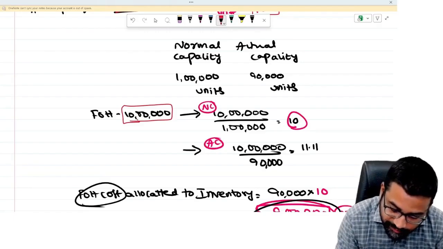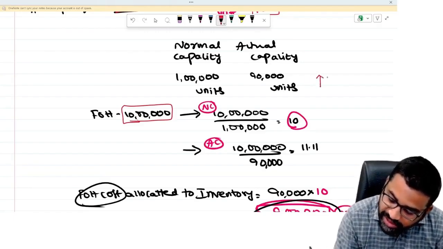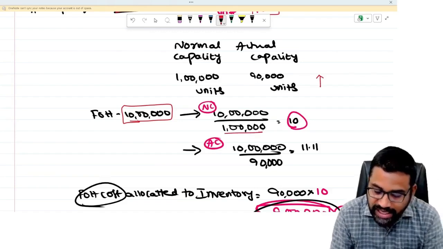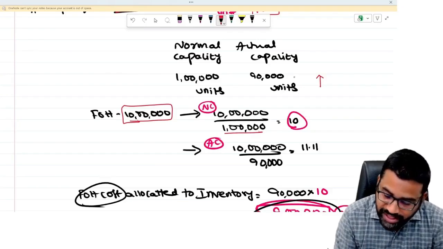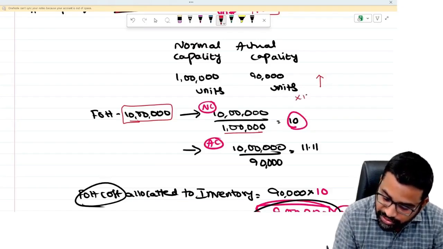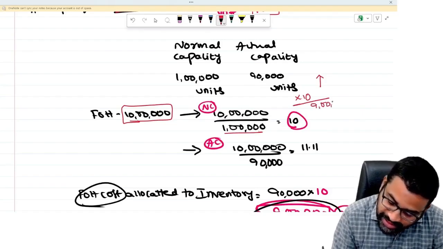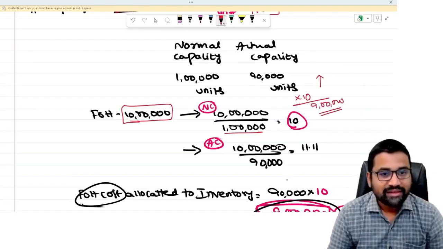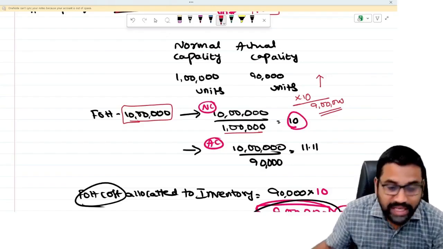Simple. Fixed overheads divided by actual or normal, whichever is higher. That means 1 lakh. So 10 lakhs divided by 1 lakh, that is 10 rupees per unit. Suppose you produce 90,000 units. So 90,000 into 10. So how much you allocated? 9 lakhs you allocated. Sir, your fixed overheads is 10 lakhs, but you allocated only 9 lakhs.